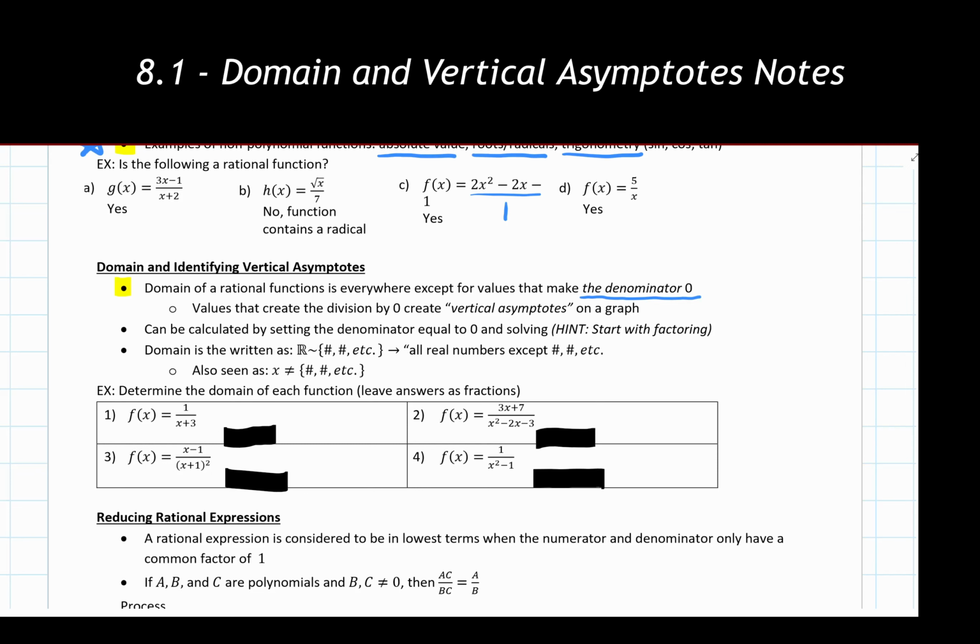The other thing we can look at is that it creates what are referred to as vertical asymptotes on a graph. We'll take a look at those later on to see a visual of what they look like. Now the main way we're going to identify the domain or the vertical asymptote of a rational function is using our second bullet point here. We calculate that by setting the denominator specifically equal to 0. I'm going to underline that permanently.